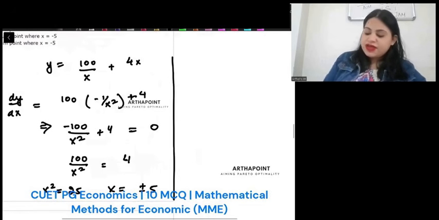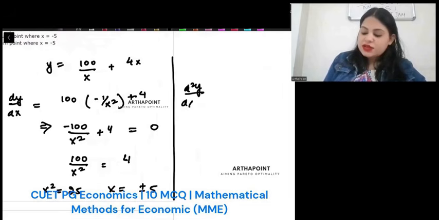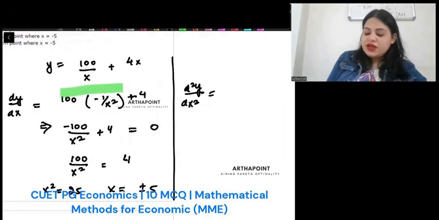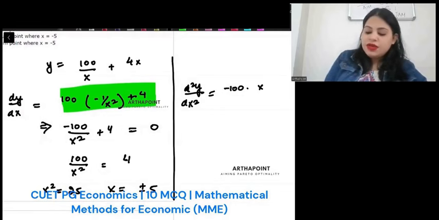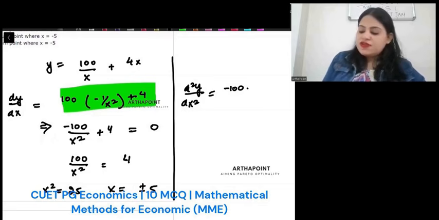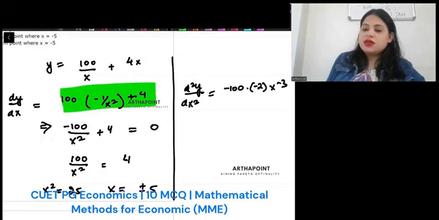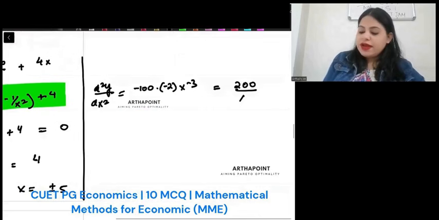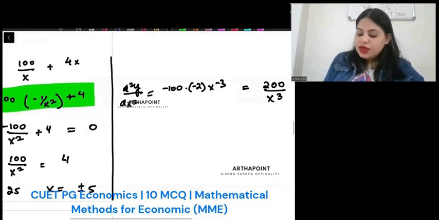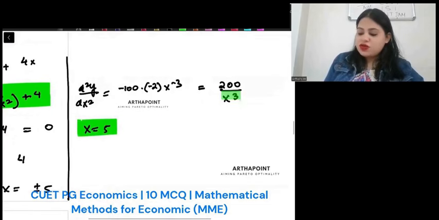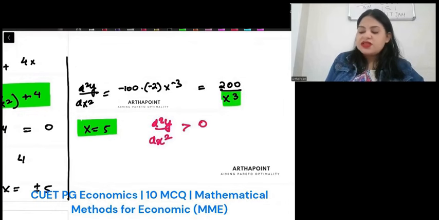Achha beta, if x is plus minus 5, what will be d square y by dx square? Differentiate this again with respect to x. So what will you get? Minus 100 तो पहले ही था. And x to the power minus 2 का differentiation will be minus 2 x to the power minus 3. So beta, this will be 200 by x to the power 3. Is this clear? Now just think about it. When you put x as positive 5, this is positive only. So d square y by dx square will be greater than 0.